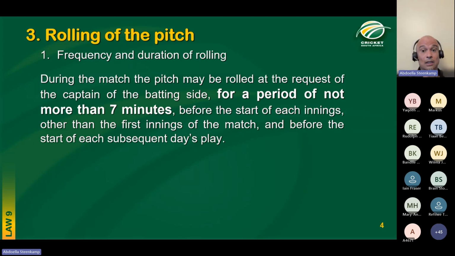So now, when it comes to the frequency of the rolling, this is the first instance: before the start of each innings. Sri Lanka is now going to bat in their first innings. South Africa was dismissed for 300. Sri Lanka will now bat in their first innings. Now the law tells us rolling can take place. That's the first instance. And the second instance is before the start of each subsequent day's play.